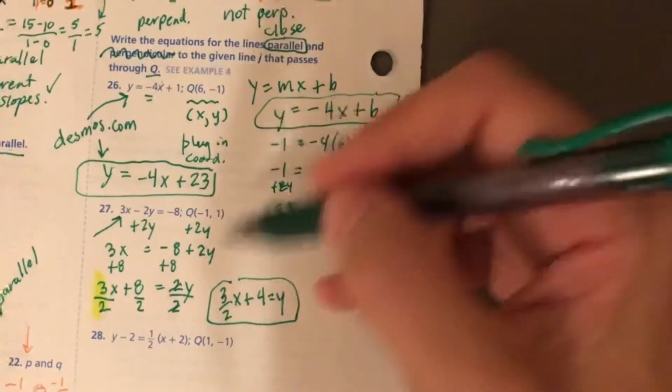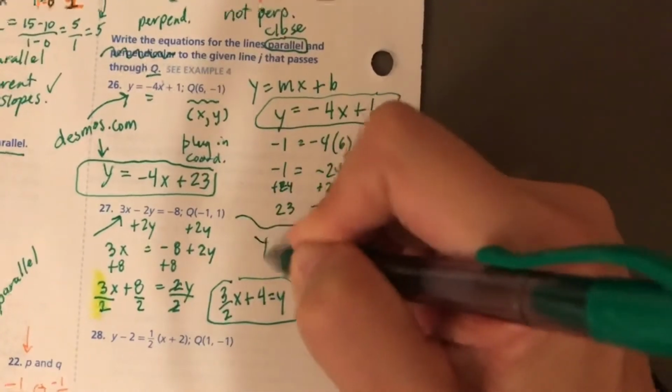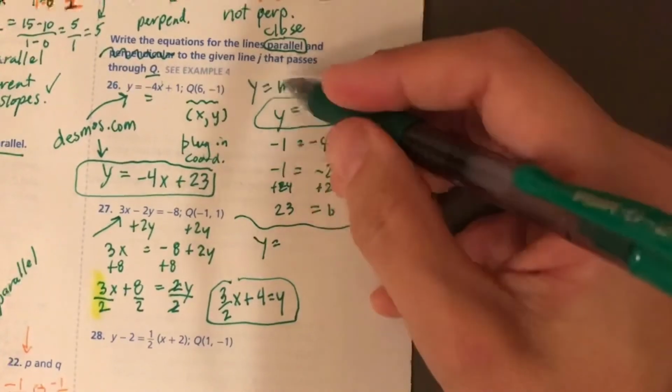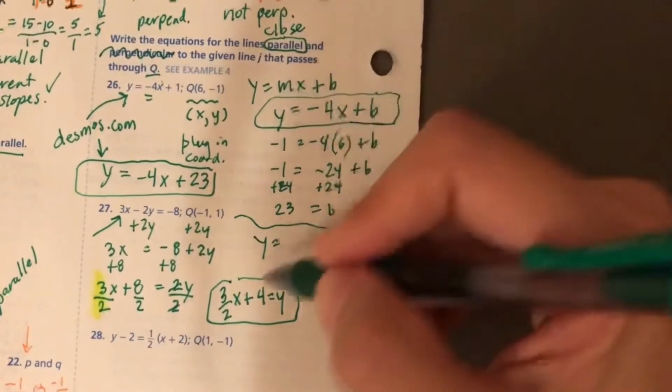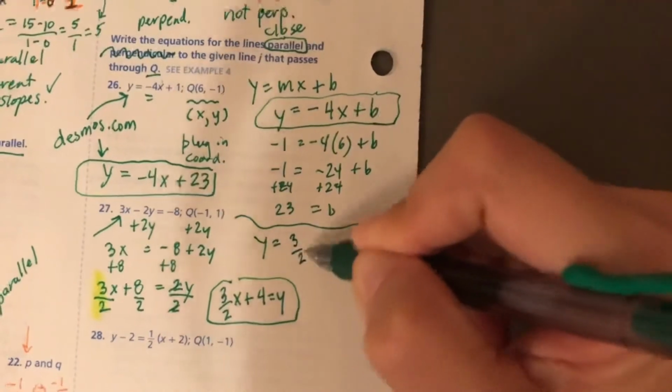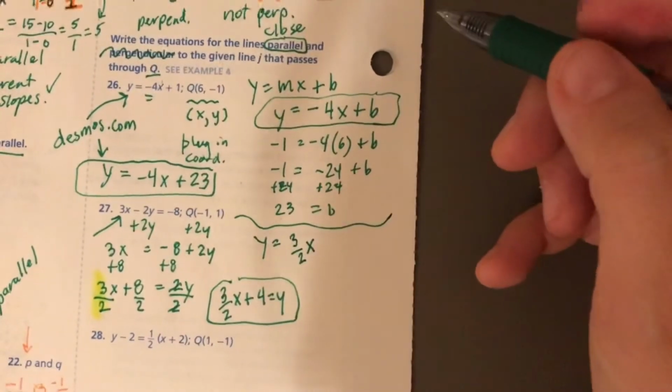So now we have our slope, and we've been asked to write a new line. So our new line, y equals mx plus b, we know has a slope of 3/2. So that it's parallel, okay?